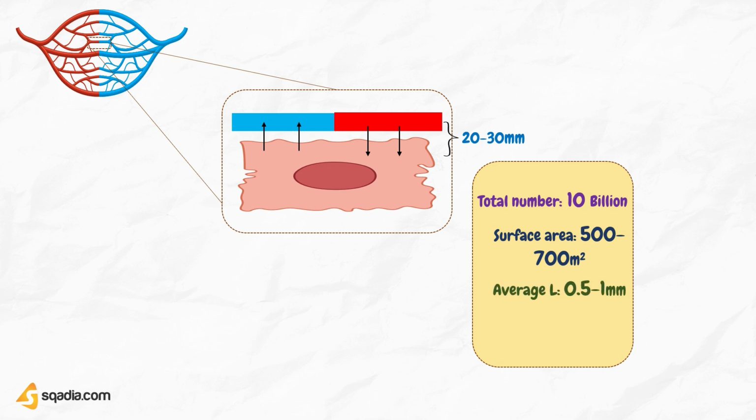About its size, the average length of a capillary is 0.5 to 1 millimeters, and its diameter is 8 to 10 micrometers. We know that a capillary is present between the venule and arteriole. So, the anatomical end closer to the artery is called the arterial end, and the one closer to the vein is called the venous end. Pressure on both these ends varies, which we will discuss later. These dimensions will later help you understand the concept of microcirculation.